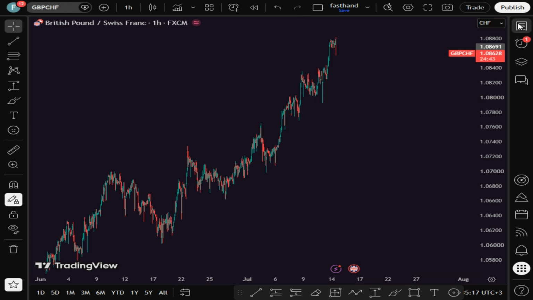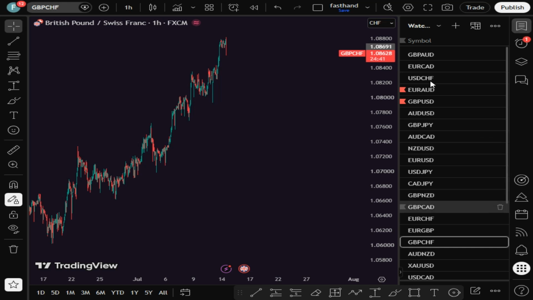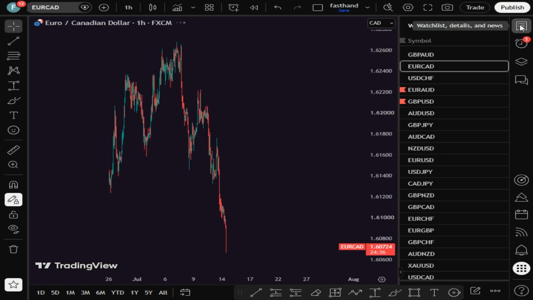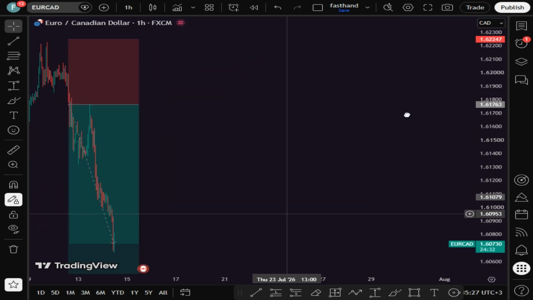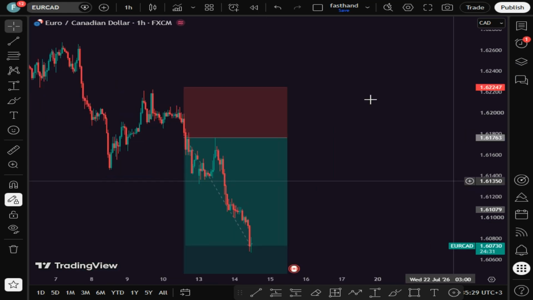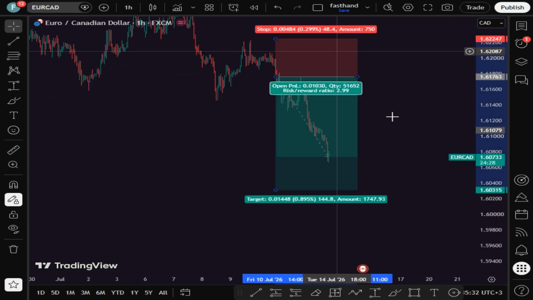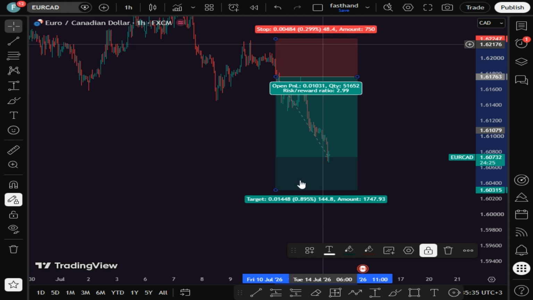So you need to understand your system. If your system says price will reverse after 1:1, then that's okay. Don't target 1:2. So that is the same thing over here, 48.4.